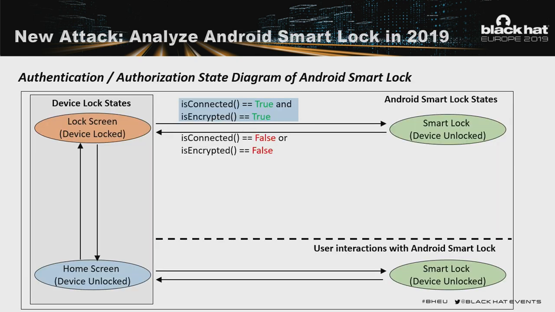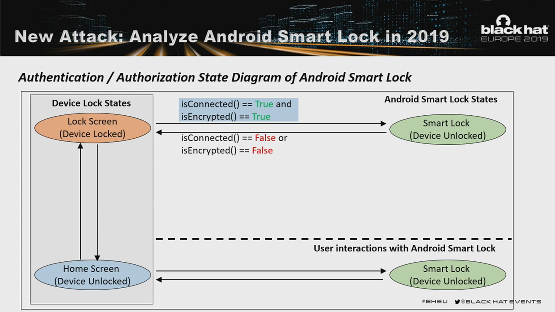Let's look again at the state diagram of Android Smart Lock. Previously, only is connected was called during the state transition, but is encrypted is now called together. That is, in order for a smart lock to be activated, the device in the lock screen must call is encrypted as well as is connected for the connection with the trusted device.